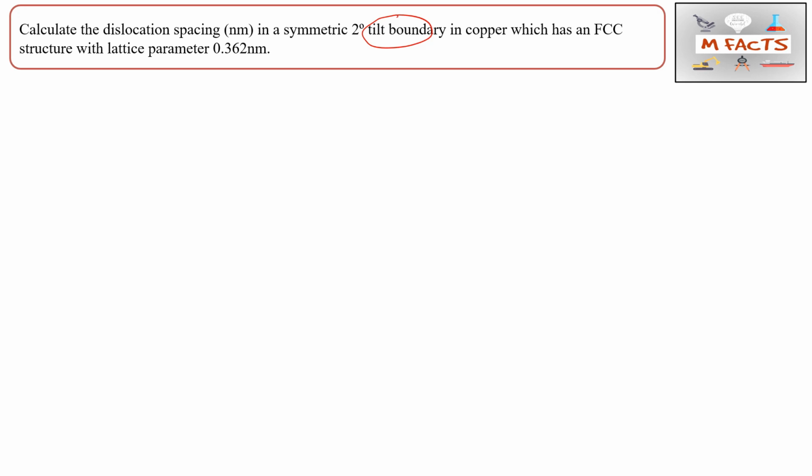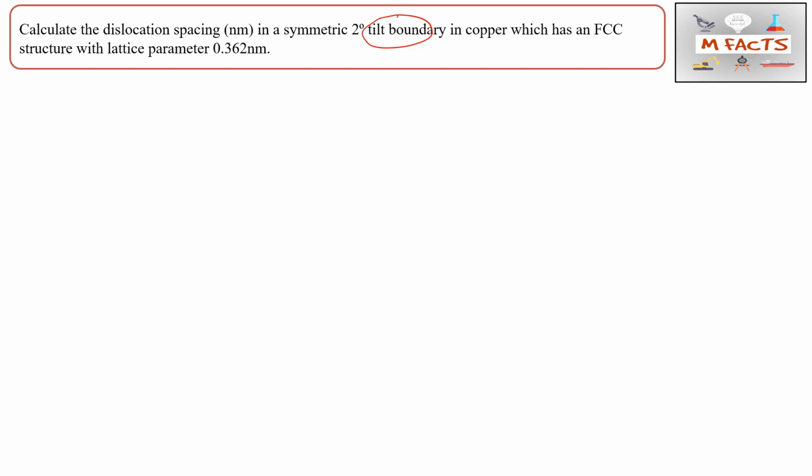So I will do the calculation one by one by each and every formula which is possible for this question, and every time I will get the same answer. Okay, so first we will see the question: calculate the dislocation spacing in a symmetric 2-degree tilt boundary in copper. Okay, so first we will write the given data.